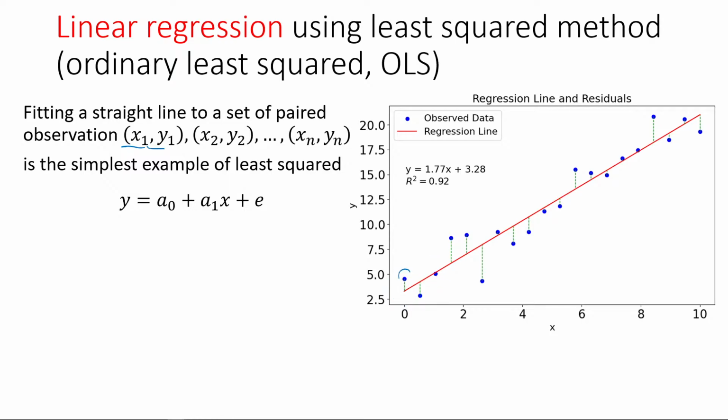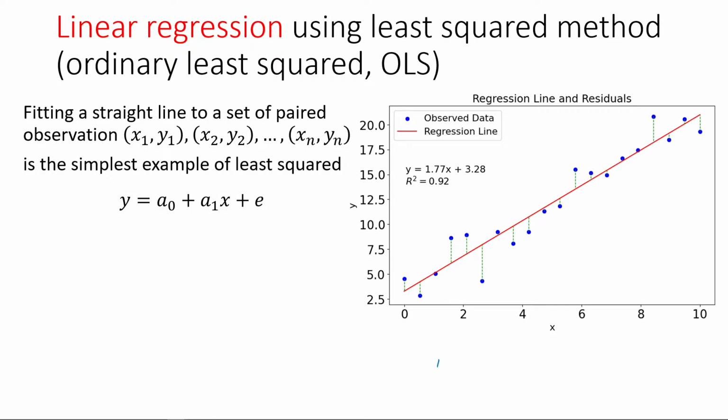So this is a pair: x1, y1. This would be my x2, y2. That would be my x3, y3, and so on and so forth. So you have these pairs of data up to xn, yn. And with these pairs of data, you want to find the line that will fit this data such that you will minimize the error or the residual.